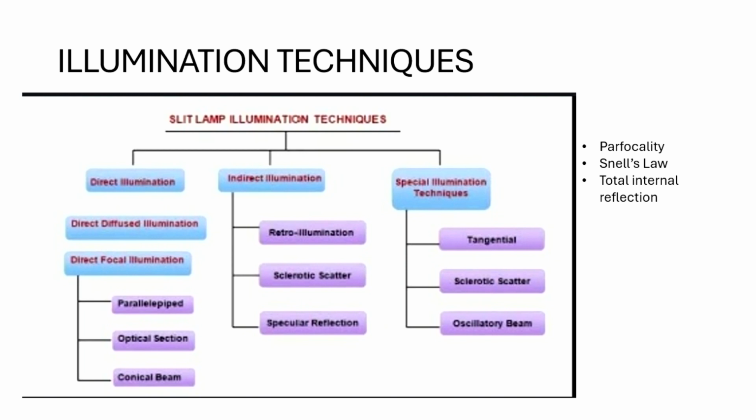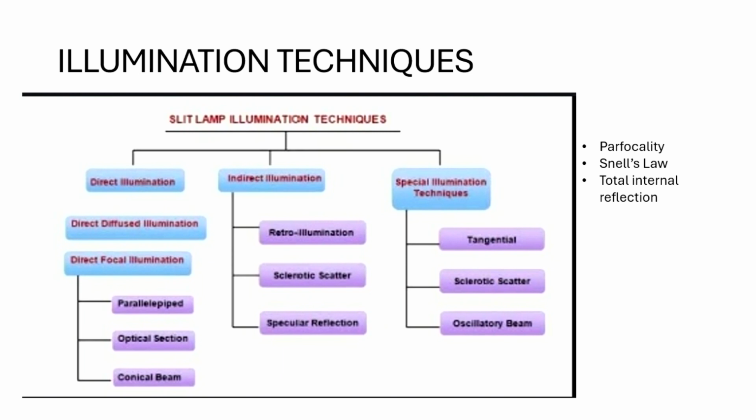Direct, we have diffused and direct focal, which consists of parallelepiped, optical section, and conical beam. Indirect consists of retro-illumination from the iris and fundus, sclerotic scatter, and specular reflection. Special illumination techniques consist of tangential, sclerotic scatter, and the oscillatory beam of Koeppe or Cope. Then two other laws are also used in two different techniques.